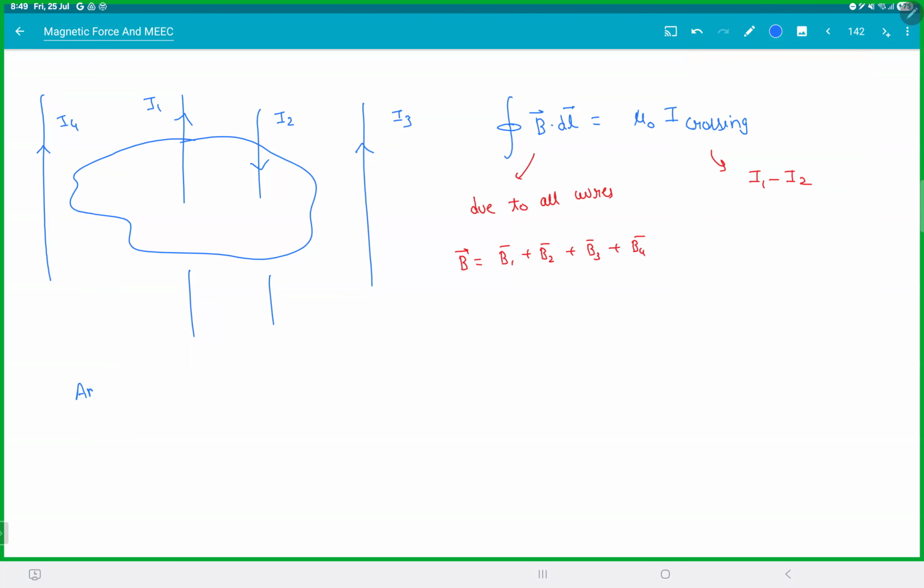So here you will hear some terminologies. Ampere loop. This is something you'll hear, just like Gaussian surface. What's a Gaussian surface? It's a closed surface on which electric flux is calculated. What is an Ampere loop? Ampere loop is a loop on which integral B dot dl is calculated.